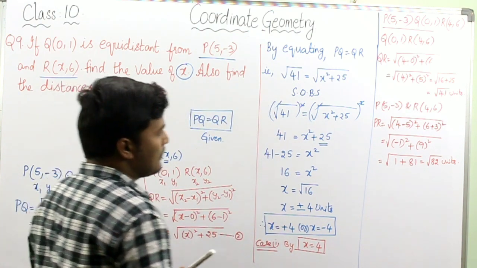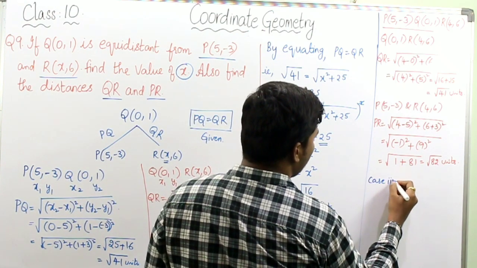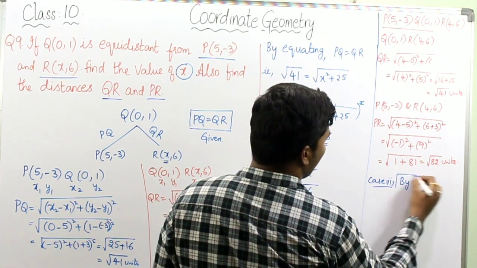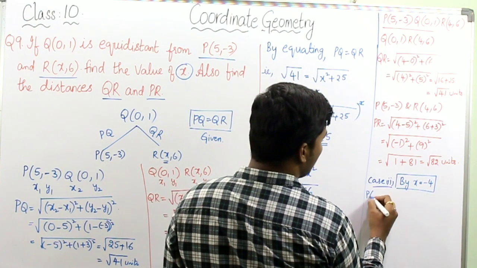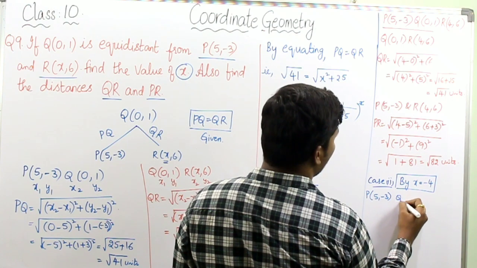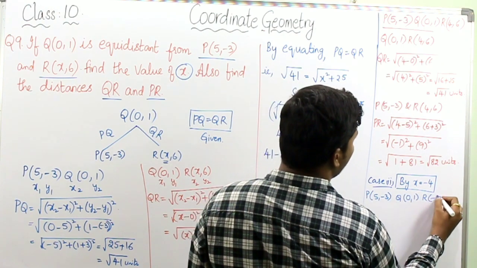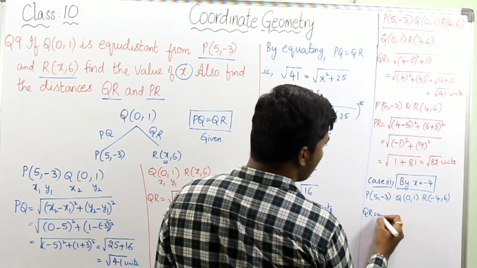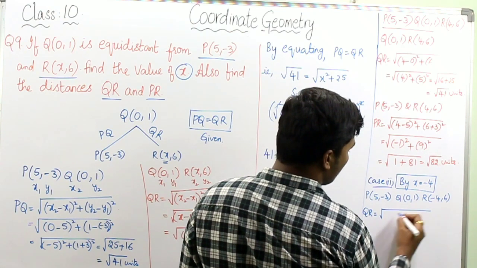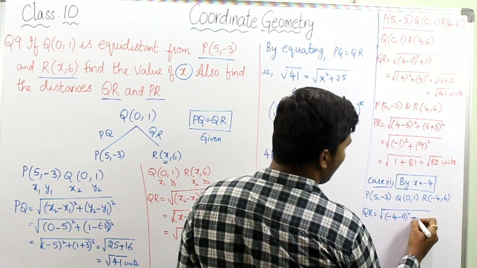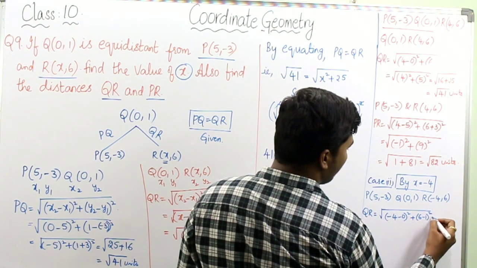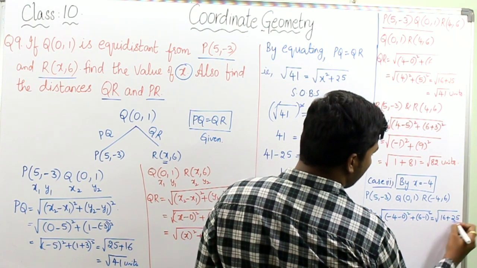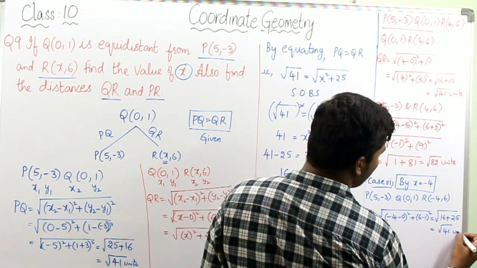Now for case 2, by considering x value as minus 4, the points will become P as 5 comma minus 3, Q as 0 comma 1 and R will be minus 4 comma 6. Now let us find out QR here. So QR is equal to the square root of (x2, that is minus 4 minus 0) whole square plus (6 minus 1) whole square, which will give you 4 square is 16 plus 5 square is 25. This is equal to the square root of 41 units.